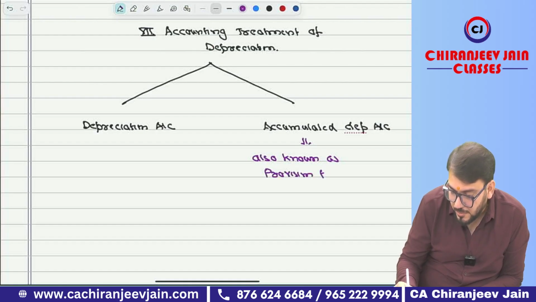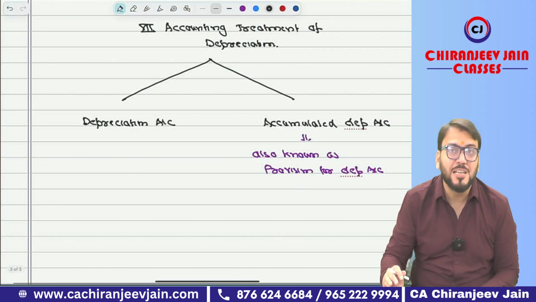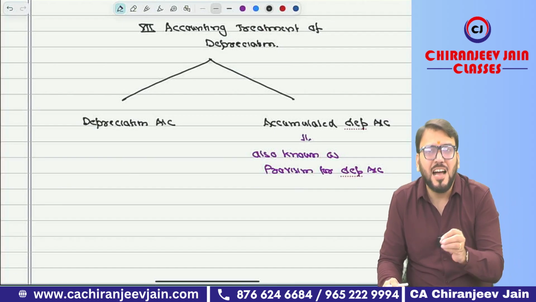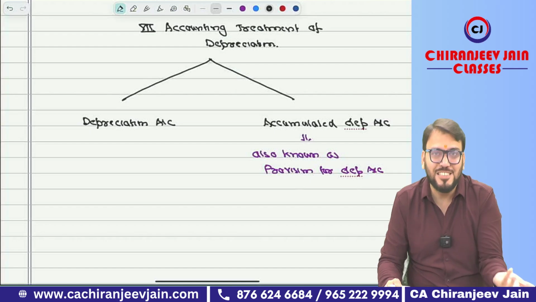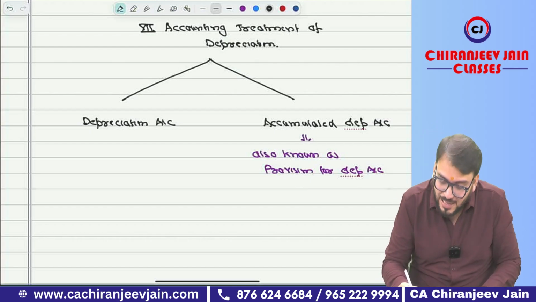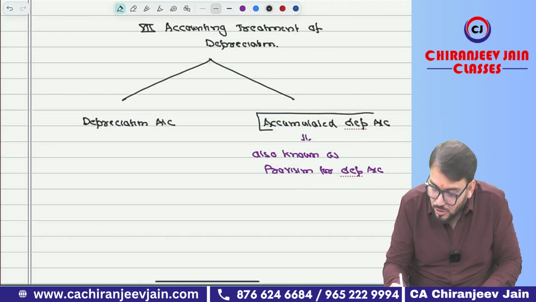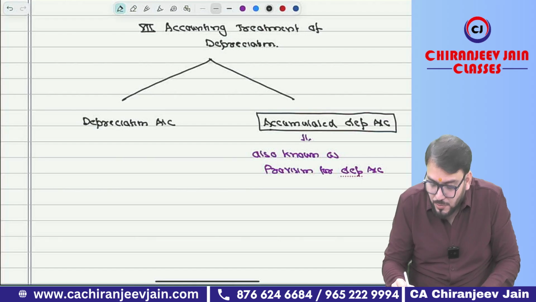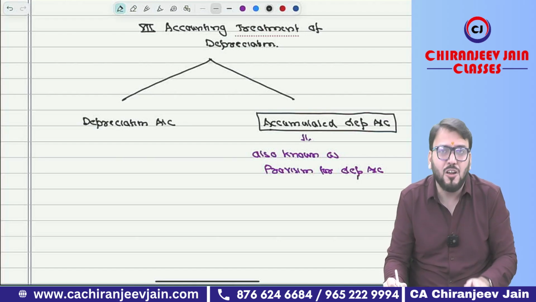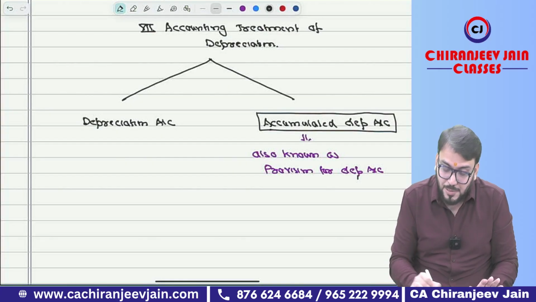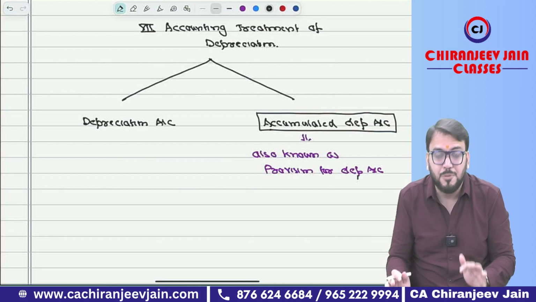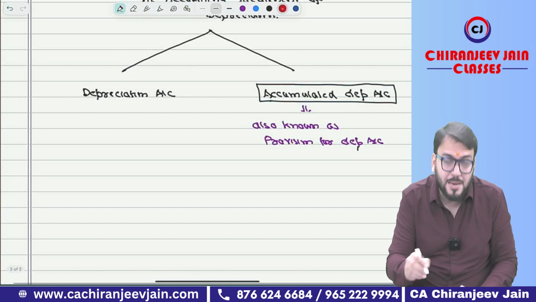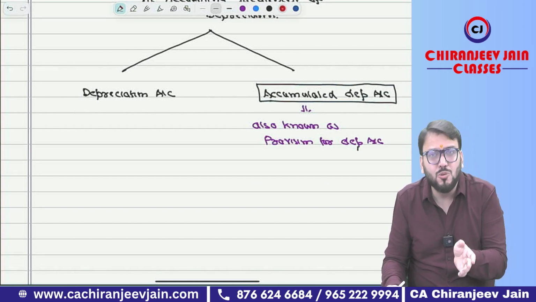Accumulated depreciation account is also known as provision for depreciation account. However, the more correct term is accumulated depreciation. But since ICAI is using provision for depreciation, we are also using provision for depreciation. We will not go against ICAI, correct now. But once you become a CA, you will be using only accumulated depreciation. Right now we are not discussing that part. But have you listened to depreciation account and accumulated depreciation account? Yes, sir. So actually for depreciation accounting, they have given two ways of accounting.